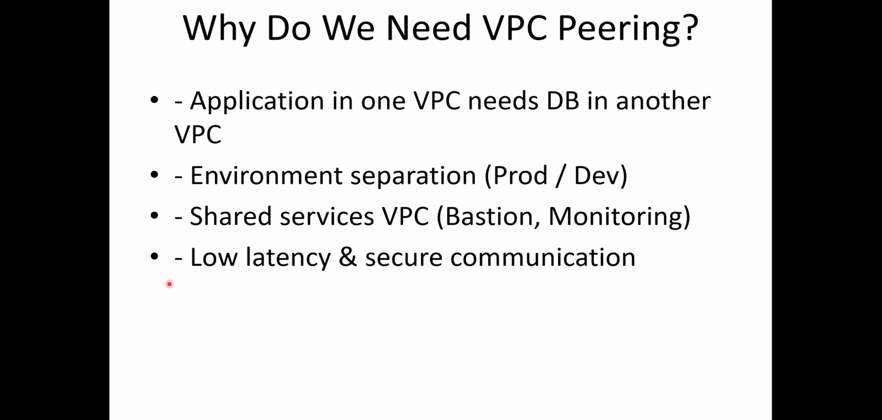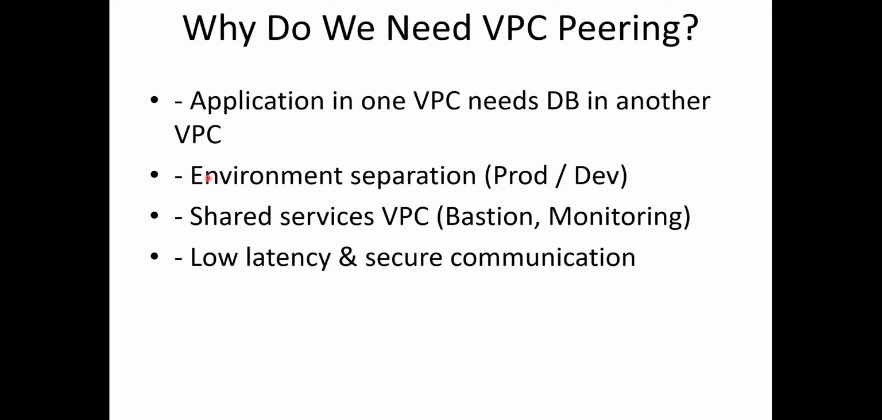So why do we need VPC peering in the first place? Applications in one VPC need a DB in another VPC. This is a standard use case where we have a database in private subnets. That database can be in a different VPC, and your other services, like app and web tier EC2s, can be in different VPCs. In that scenario, you can configure VPC peering to give that other VPC's web and app instances access to that database.